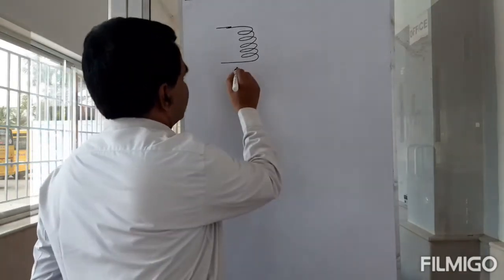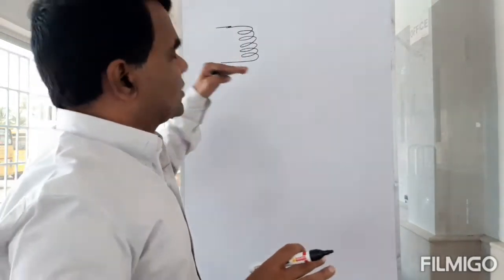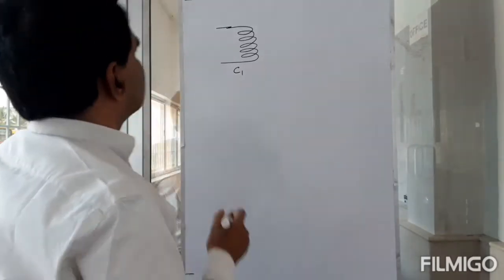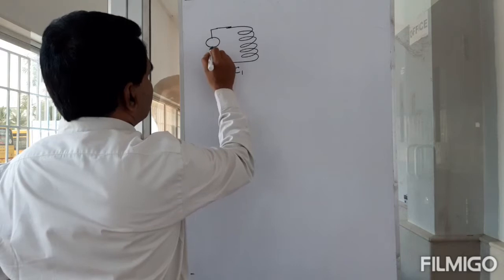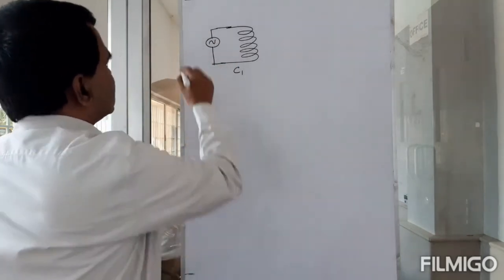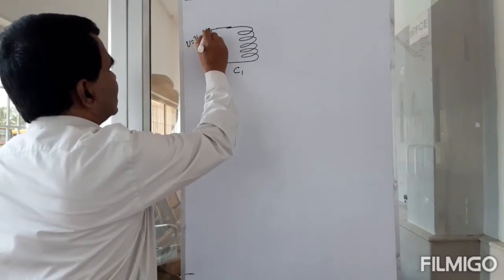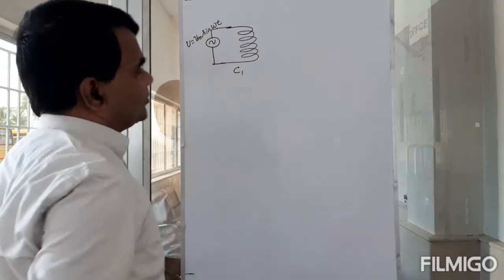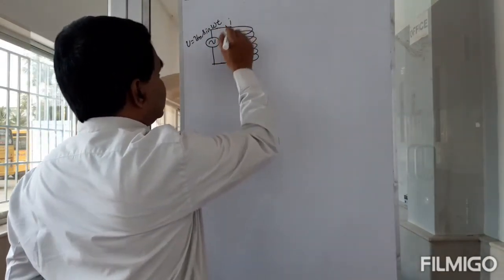This is coil 1, or in transformers they call it winding one. Okay, but let's call it coil 1. Suppose I apply an AC voltage across it. So this is V, equal to V_m sin(omega t). Then this is going to set up a current in this.